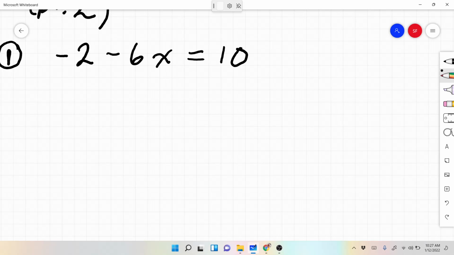Do we do this side first or that side? The left side. I would start with the -2. You can do the 6, but it'll make your life more difficult. Why? Because you have to deal with more fractions. That's why. This is a two-step equation.